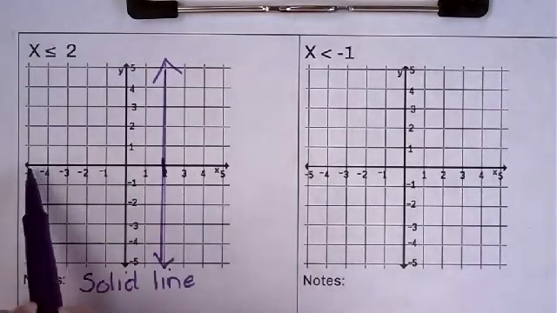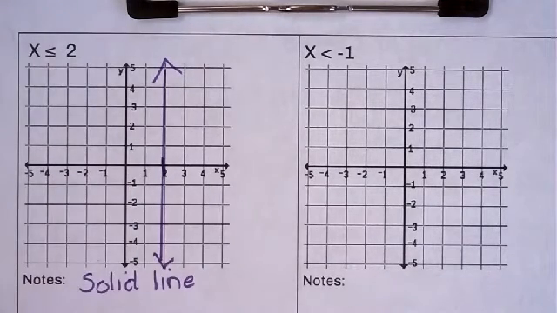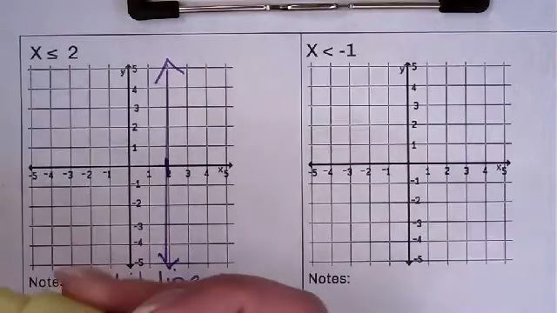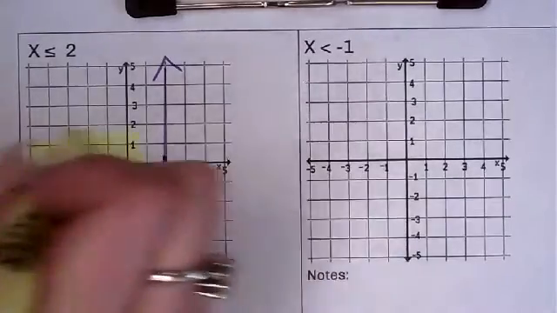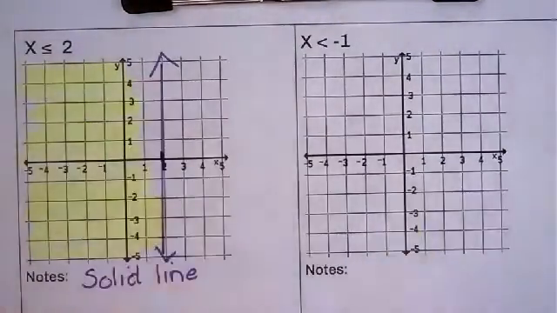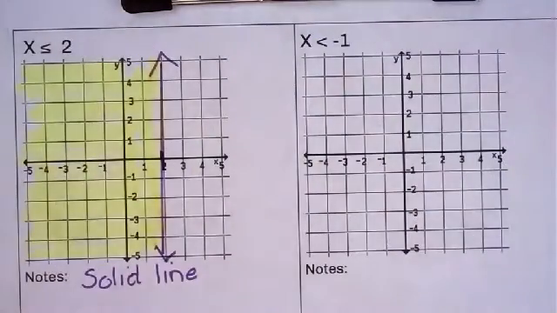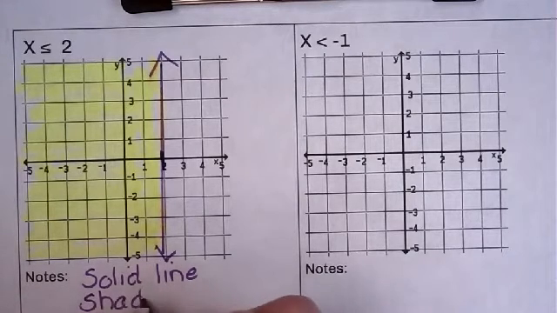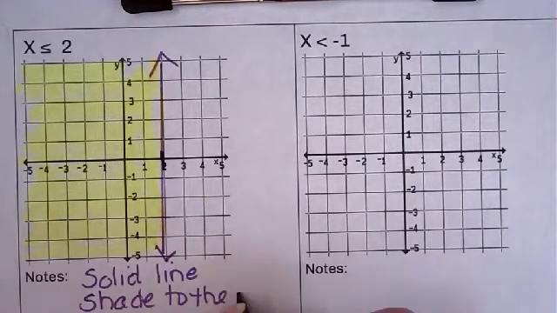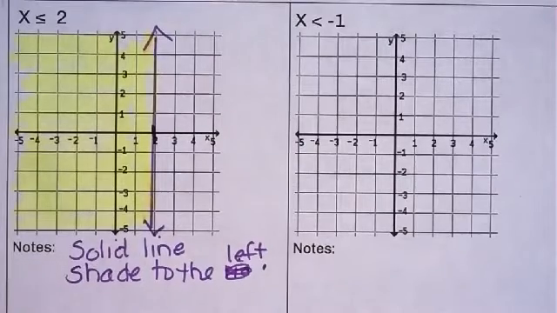Well, this is my x-axis right here. And that means all the numbers on the left side of that line are the ones that are less than 2. So the half plane that I'm going to shade is on the left side of my line, just like that. Okay. So this time my shading is to the right. I'm sorry, not right. We went left, didn't we? Sorry about that. Okay. So we're shading to the left.